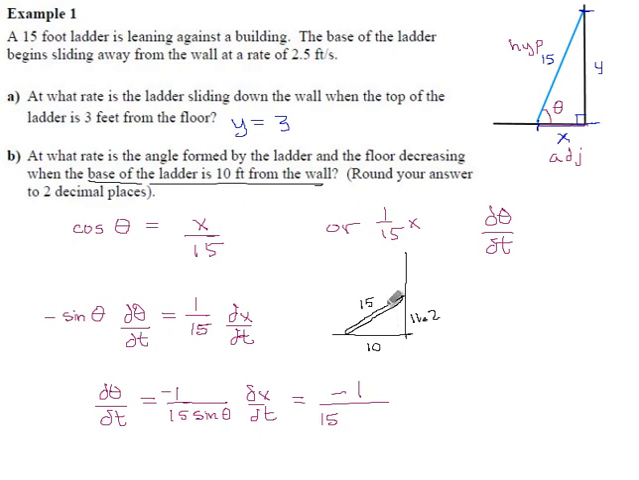Okay, so there's the new situation. They've got the ladder in a different place. Sine theta is opposite over hypotenuse, so it's 11.2 over 15, which is 0.75. That's our sine value.